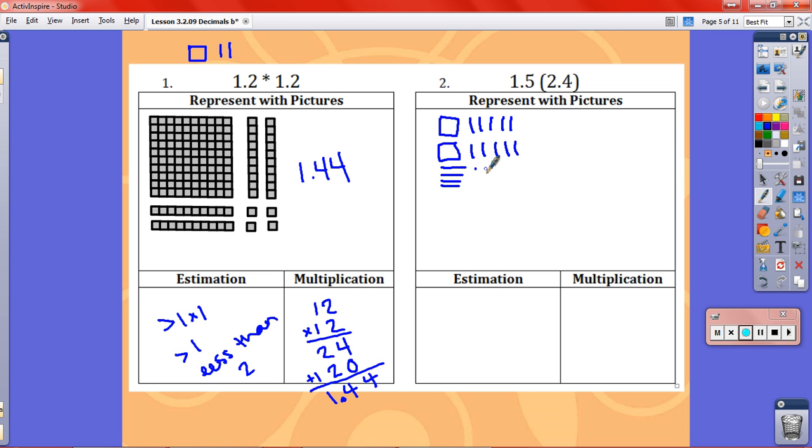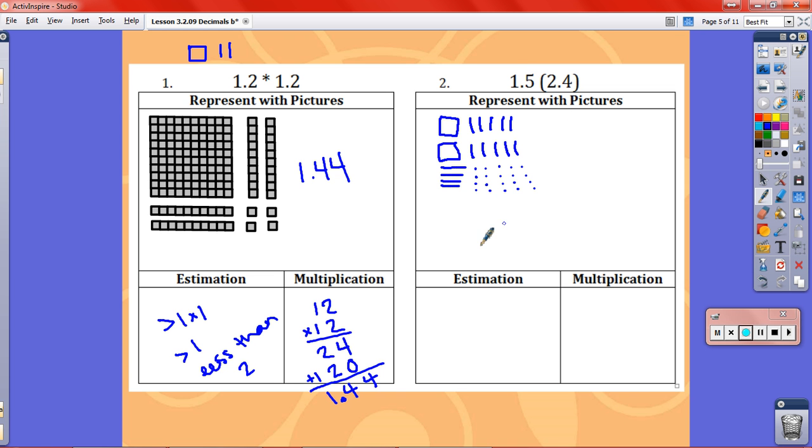And then 1, 2, 3, 4, 5, four times, that's 4 tenths of the tenths. And then I would do the same thing. Let's use our estimation. This is close to 1 times 2. It's going to be bigger than that because I rounded down for both of them.